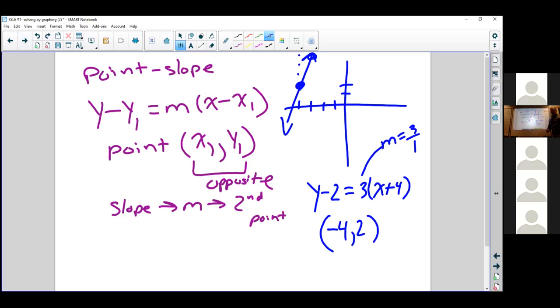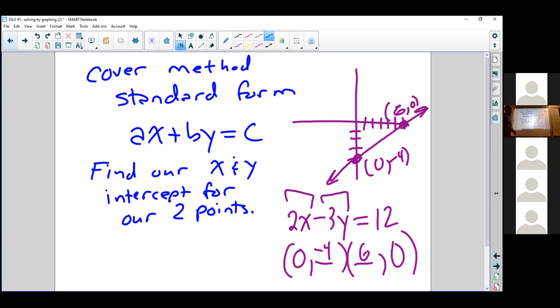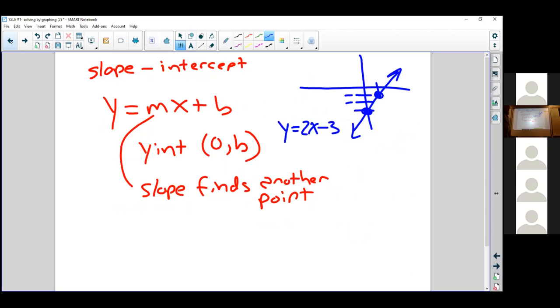Okay, so you have point slope, where the point is given to you, then you use the slope to find a second point. You have standard form, which is where we use the cover method. That's when the x and y are on the same side, and you cover up the things, making sure you do the 0, comma blank and the blank, comma 0. And then we have slope-intercept, which is when we have it solved for y, and you plot your y-intercept first, so 0, b, and then you use your slope to find a second point.